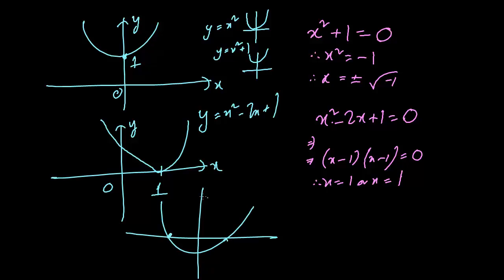So that's it. By definition, a quadratic equation can have at most two roots, meaning the Cartesian quadratic graph can cut at 2 points, it can cut at 1 point, and it might not cut the x-axis at all.